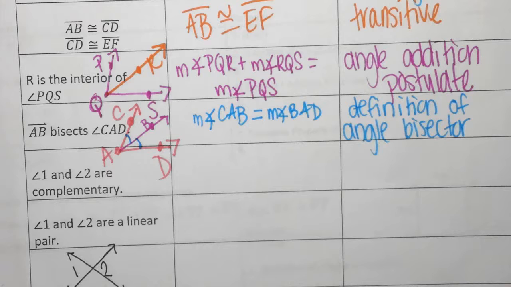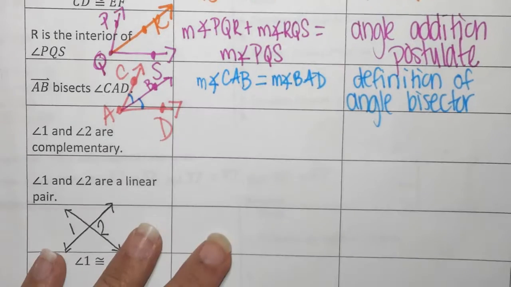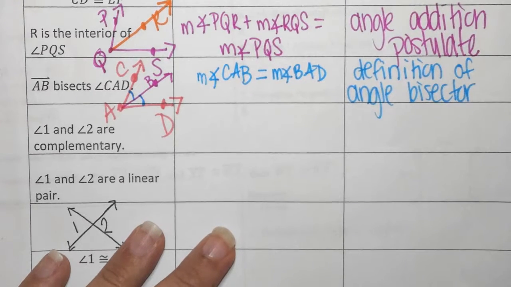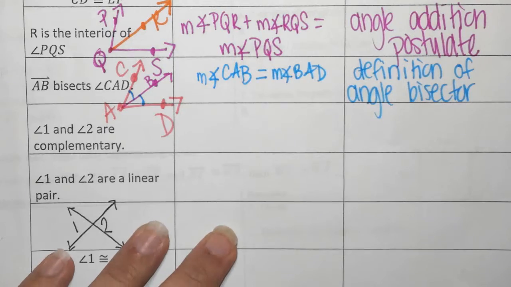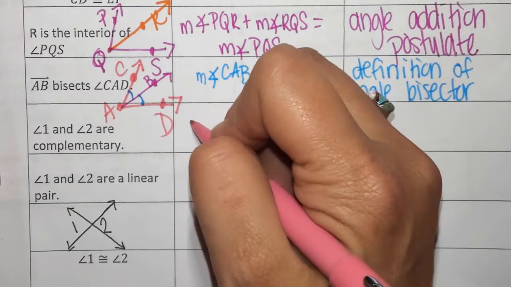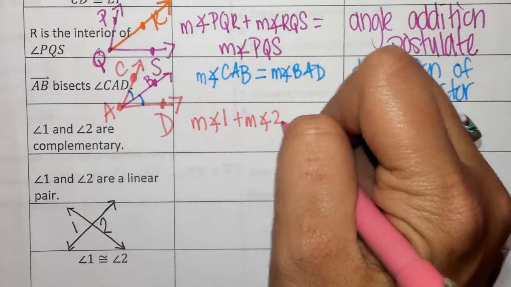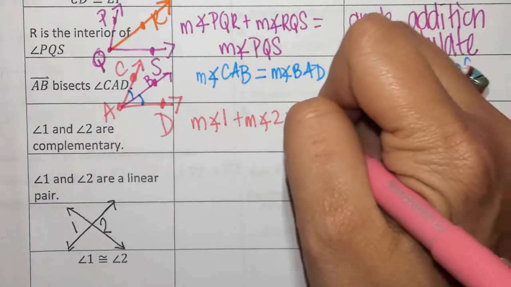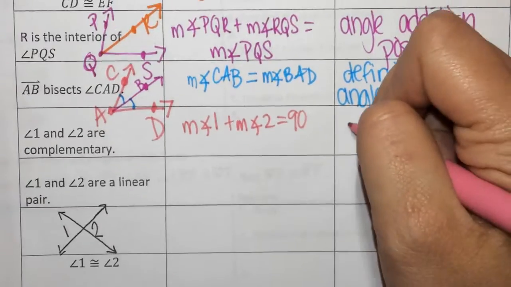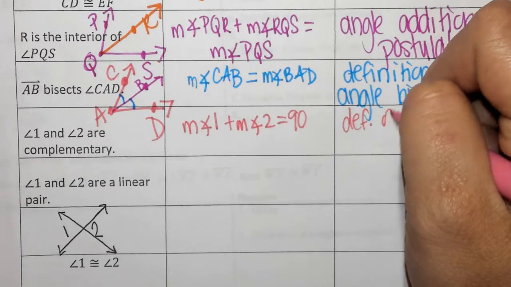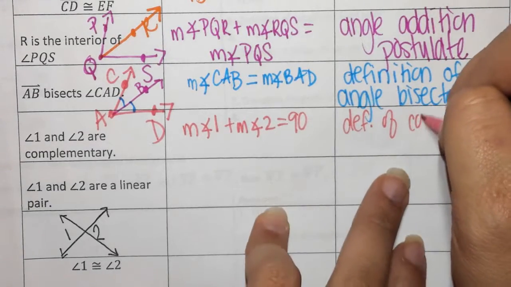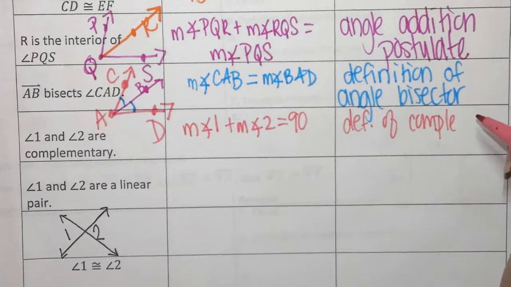Okay. Alright, angle 1 and angle 2 are complementary. What does the word complementary mean? Adds up to 90. So that means that the measure of angle 1 plus the measure of angle 2 would equal 90. Thank you. Definition of complementary.